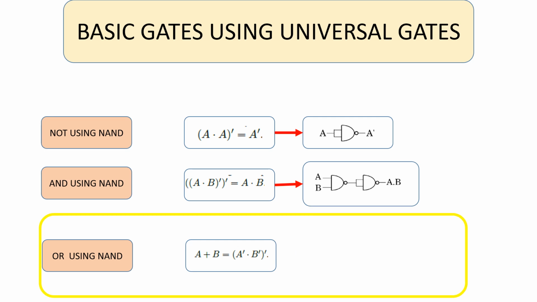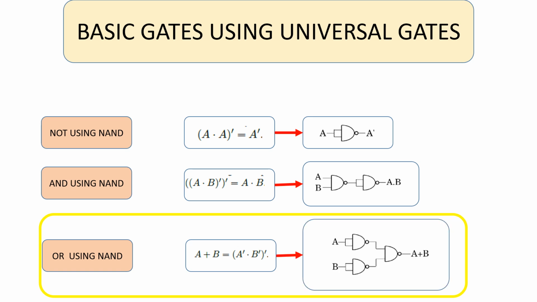Next is OR using NAND. The output expression of the OR is A plus B. Call the De Morgan's law. A plus B is equal to A bar, B bar, the whole bar. So what do we need now? A NAND gate whose inputs are A bar and B bar. Implementation is here.